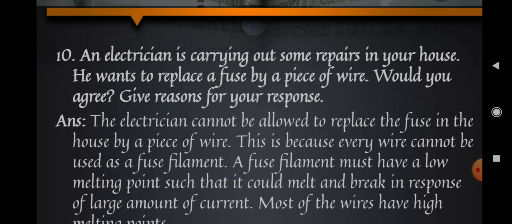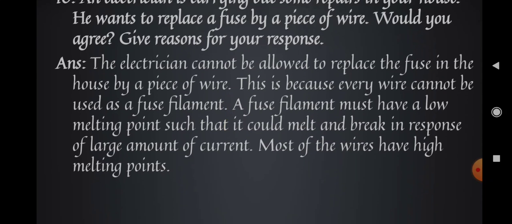So that's why we will not use it. Over here it is mentioned: the electrician cannot be allowed to replace the fuse in the house by a piece of wire. This is because every wire cannot be used as a fuse filament. 1 mark: A fuse filament must have a low melting point such that it could melt and break in response to a high amount of current. 2nd mark: Most of the wires have high melting points.